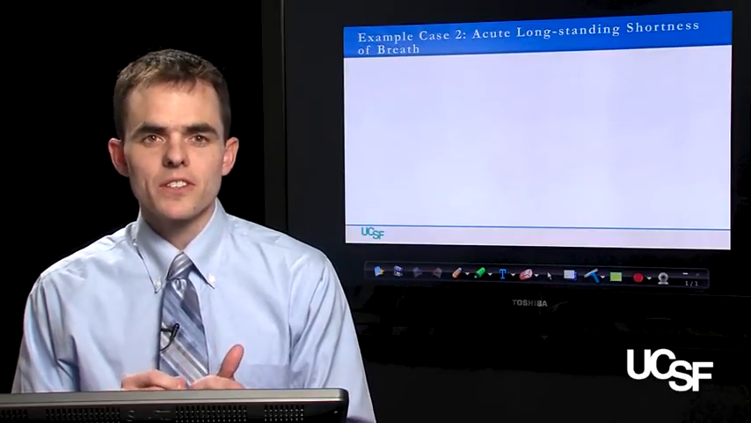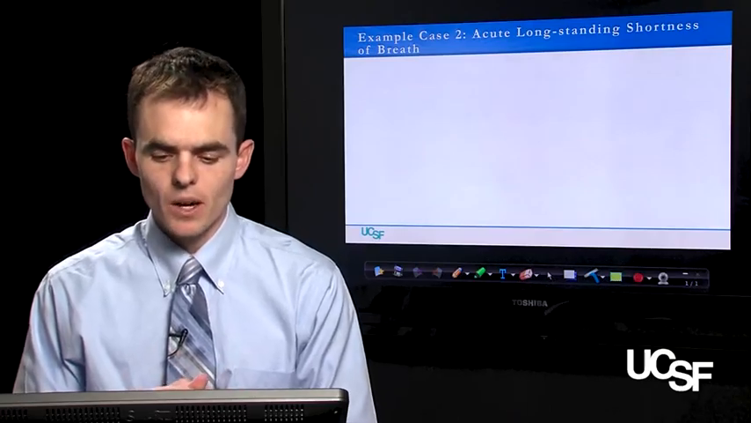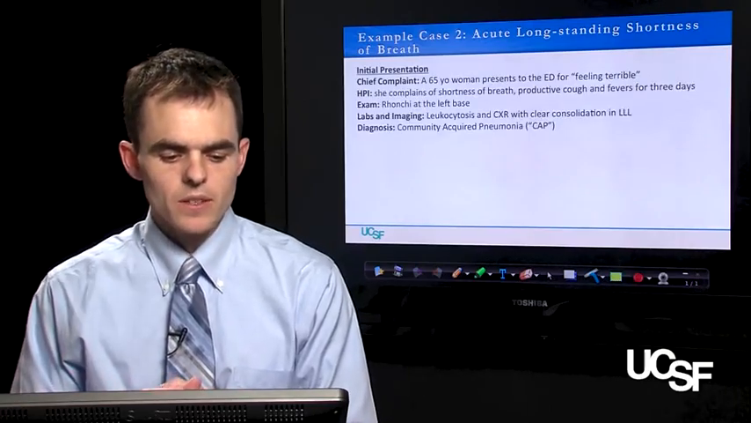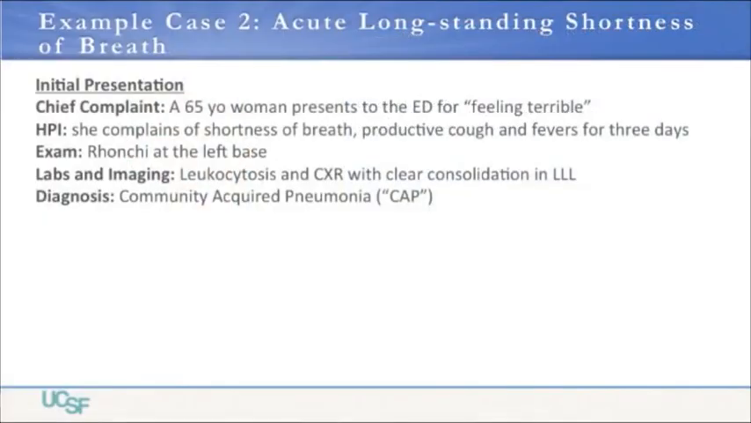So along those lines, let's consider a more complex case. This second case is a patient, let's say she's a 65-year-old woman who presents to the ED feeling terrible. So you take your history, and she complains of shortness of breath, productive cough, and fevers for the last 3 days. You do your exam, and you pick up rhonchi at the left base. You order some labs and imaging, and you get a leukocytosis and a chest x-ray with a clear consolidation in the left lower lobe, so you make your diagnosis of community-acquired pneumonia.